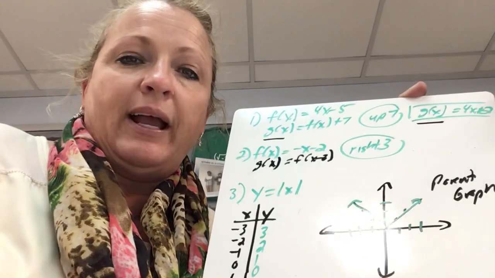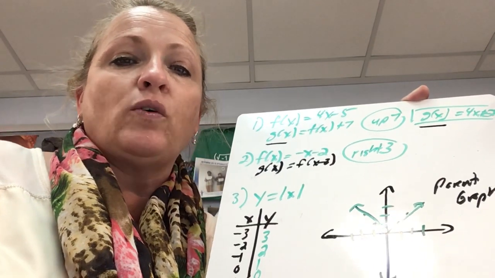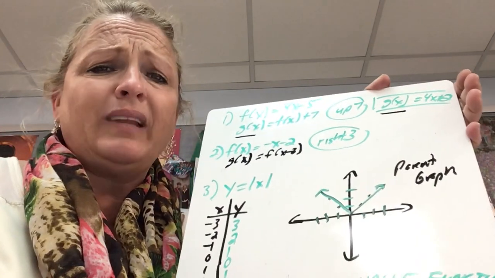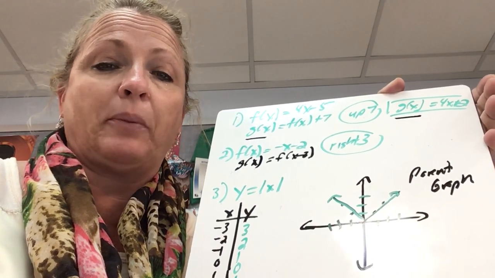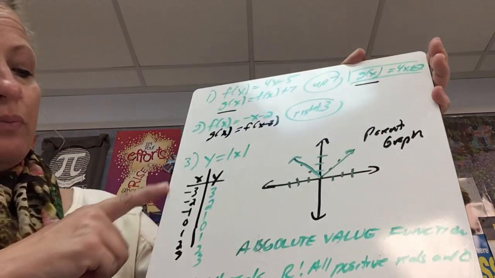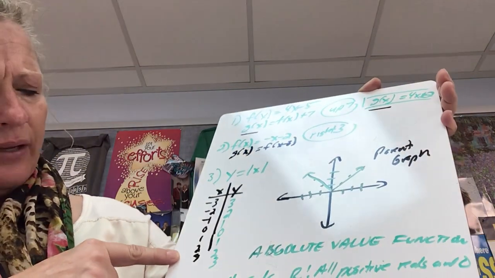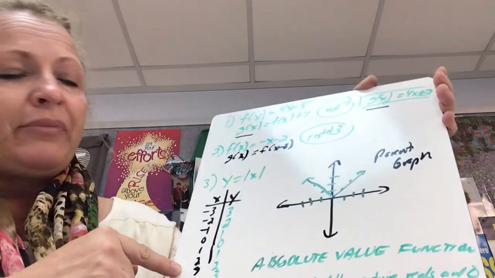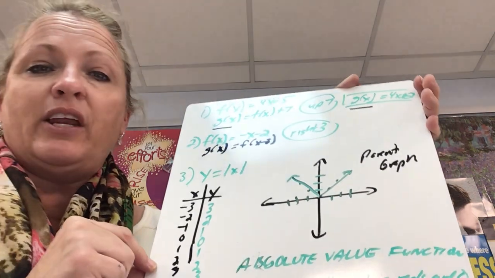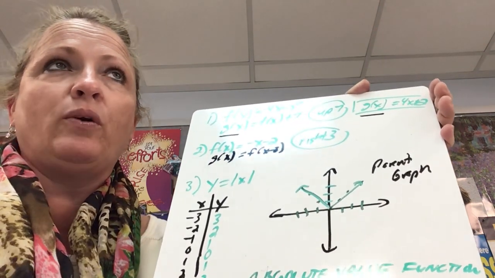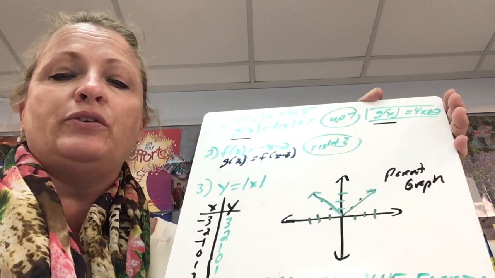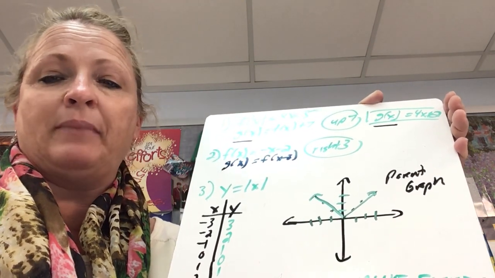Okay, so now to start our absolute value function, we are going to use our XY chart and put in several values so that we get an accurate graph of our parent graph. So I chose basic integers of -3 through 3. So I want you to go ahead and stop the video, make an XY chart, and plug those values in. Remember, what does absolute value do to a number? It makes it positive.